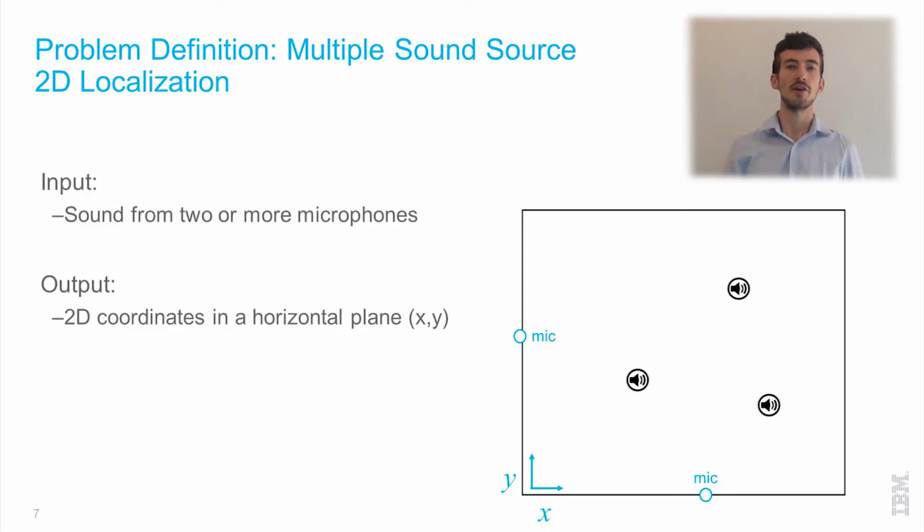Now let's go through a more precise definition of the task and existing methods to solve it. Here we are concerned with the task of 2D multiple sound source localization, whereby the inputs are the extracted features from 2 or more microphones, and the output is the 2D XY coordinates in a horizontal plane of the sources.